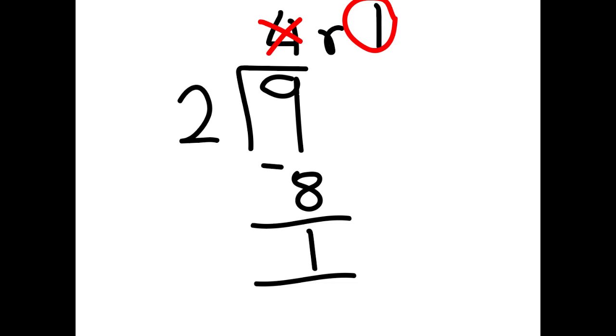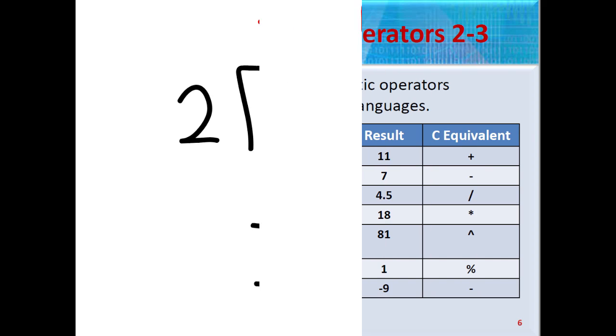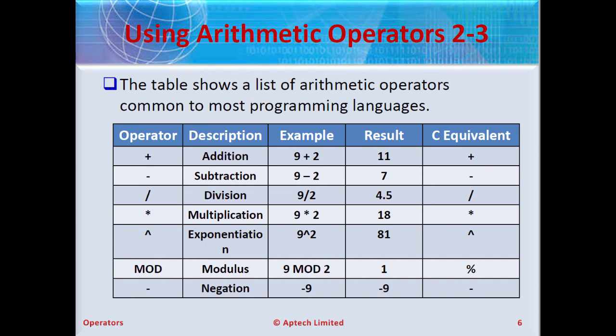Okay, let's move on. We have the hyphen or the minus symbol, and it's used for negation. Example is -9. This is like when you want to convert a number from a positive value to a negative value. Example, you could have negative temperatures. The result basically is a negative number, and the C equivalent is the minus symbol. We move on.